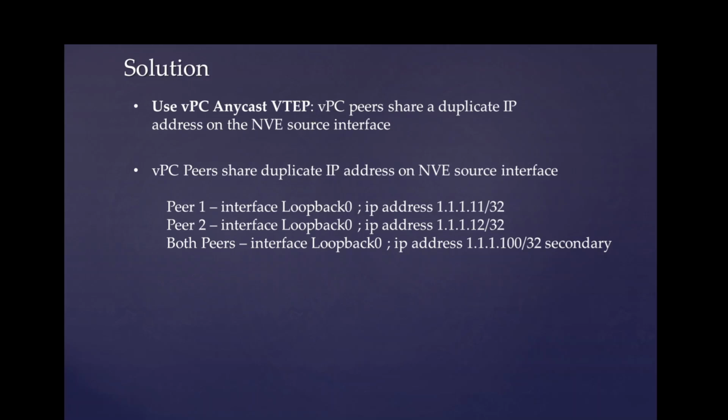So as discussed, peer 1 has an IP address of 1.1.1.11/32. Peer 2, i.e. leaf 1B, has an IP address of 1.1.1.12/32. And both of these peers will have the duplicate shared IP address of 1.1.1.100/32 secondary configured under the loopback 0 interface.